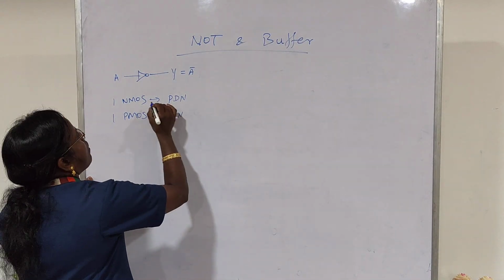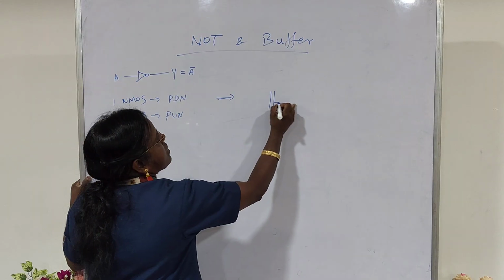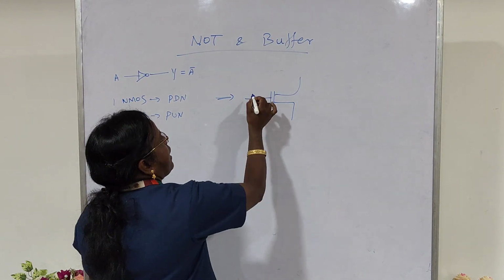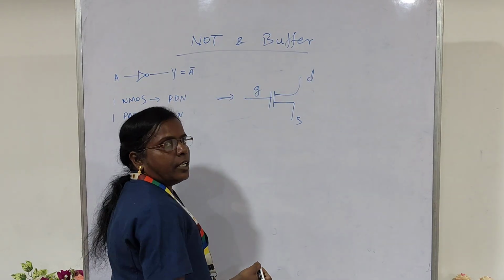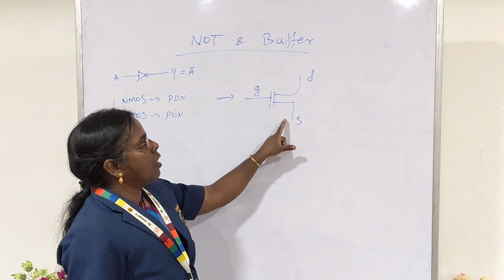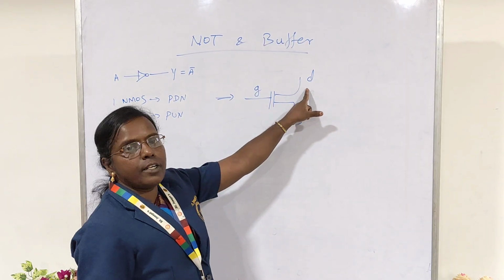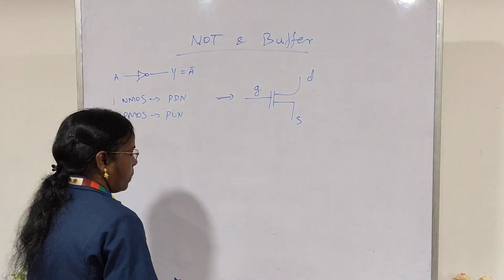Okay, so what is the symbol for the NMOS transistor, right? So the NMOS transistor should have the symbol. It has the gate input terminal, source terminal and drain terminal. While drawing the NMOS symbol, try to put the source terminal at the bottom side and the drain terminal at the top side. Okay, so drain is the top terminal.